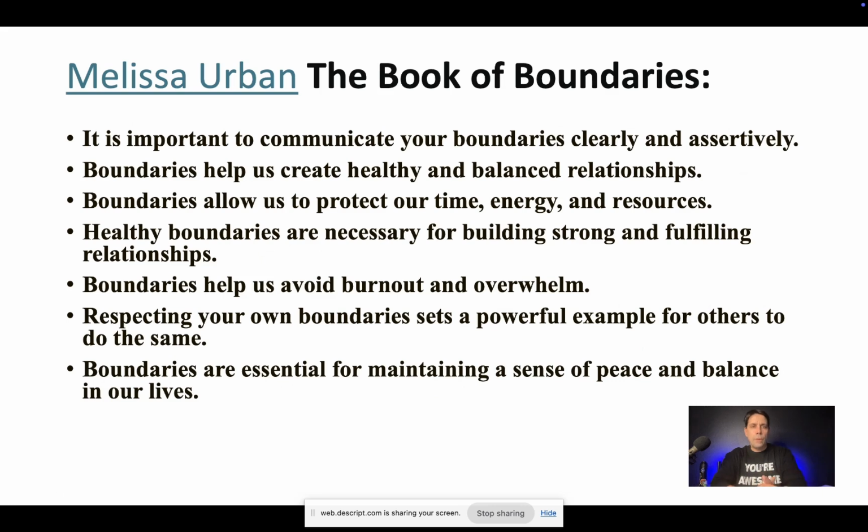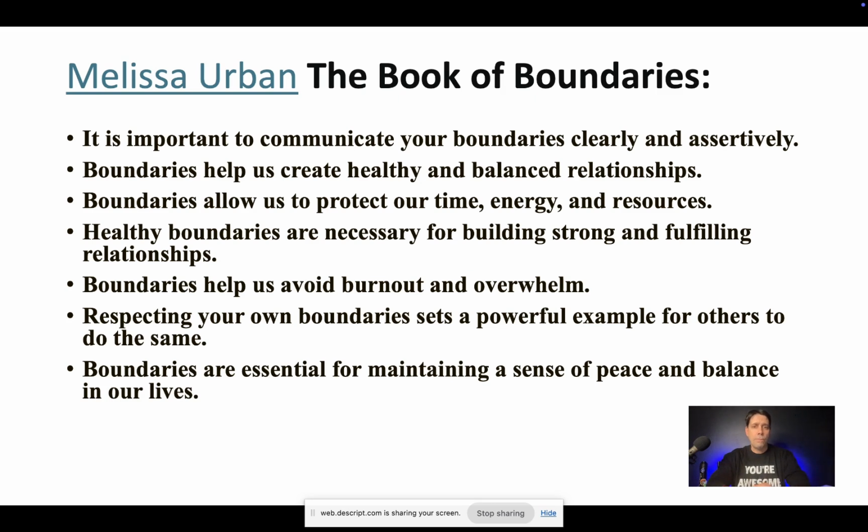Several quotes from the book of Boundaries. It is important to communicate your boundaries clearly and assertively, and that's what I want to do on day 2. Boundaries help us create healthy and balanced relationships. Boundaries allow us to protect our time, energy, and resources. Healthy boundaries are necessary for building strong and fulfilling relationships. And let's just put this in there. Healthy boundaries are necessary for building strong and fulfilling seminary classes.